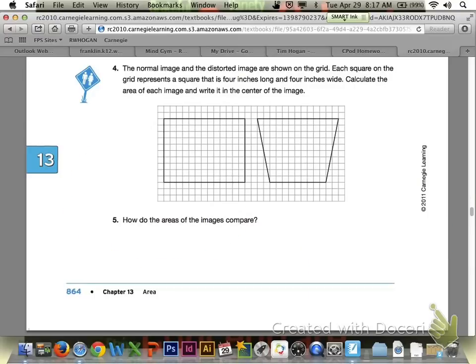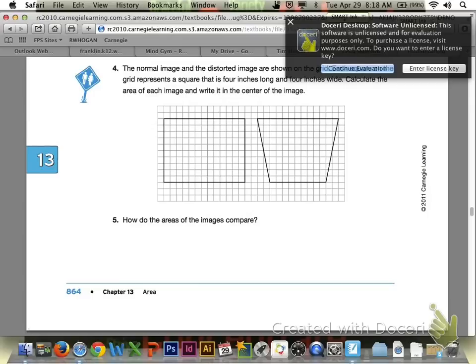Let's take a look now at the bottom of page 864. Number 4, it says the normal image and the distorted image are shown on the grid. Each square on the grid represents a square that is 4 inches long and 4 inches wide. Calculate the area of each image and write it in the center of the image. Now, we should know how to do the image on the left, the normal image, because that represents a rectangle. We have not yet talked about how to figure out the area of a trapezoid, so try your best. Come up with some kind of formula, see if you can figure out what it might be. And in number 5, it asks how the areas of the images compare. So go ahead and do number 4 and number 5.